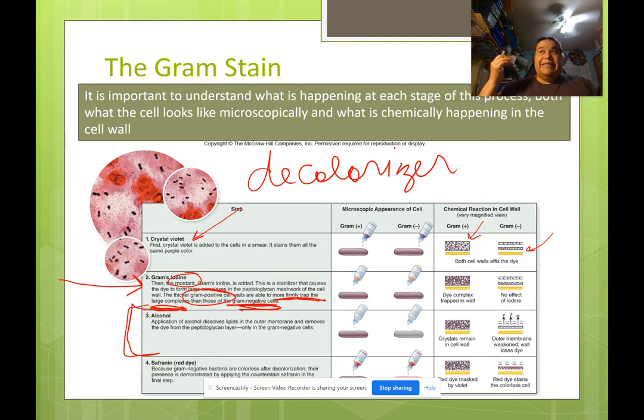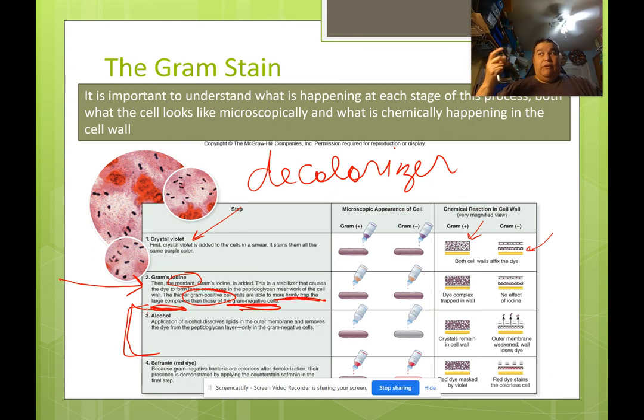So it does exactly what that name says, decolorizes. It takes color out. You are going to basically add alcohol. Well, okay, so you've got your grams iodine. You're going to rinse it off with water. And then you're going to add 3 or 4 drops of alcohol. Now, this can be ethyl alcohol, it can be isopropyl alcohol, whichever alcohol.